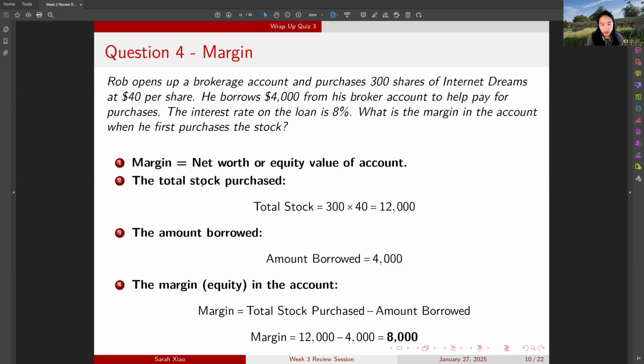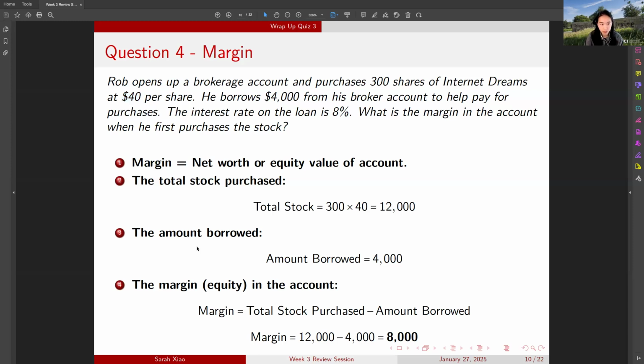Firstly, we need to be very clear what a margin is. We can just consider margin as the net worth or equity value of the account. And we then calculate the total stock purchased. We use the 300 shares times the dollar per share, which is 300 times 40, which is $12,000.